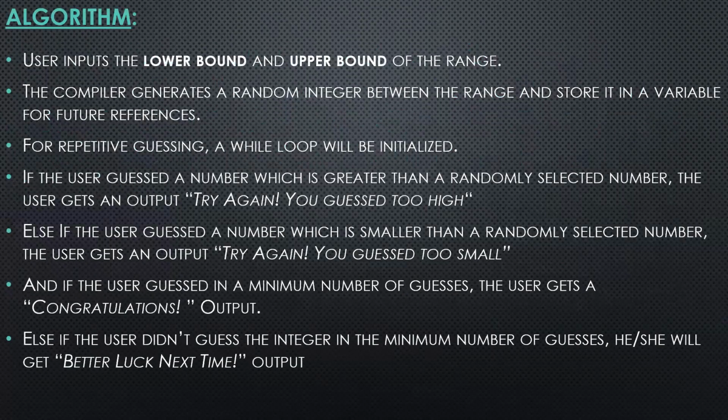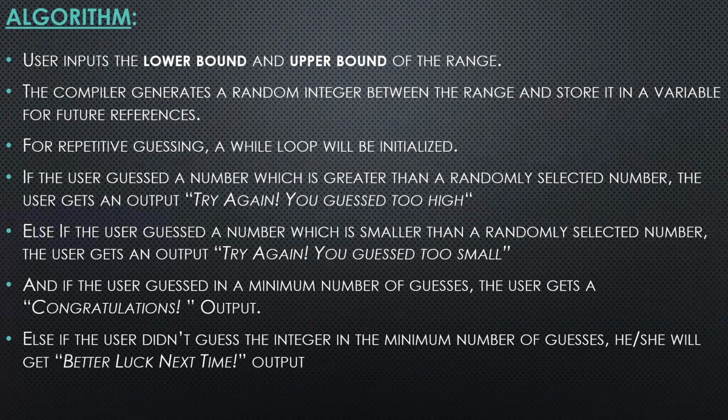So the algorithm: the user inputs the lower bound and upper bound of the range. The compiler generates a random integer within the range and stores it in a variable for further reference. For repetitive guessing, a counter will be initialized. If the user enters a number greater than the randomly selected number, the user gets the output: try again, you guess too high.